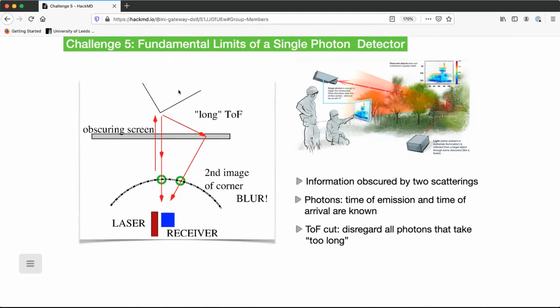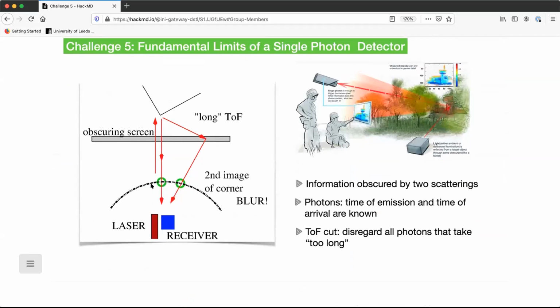So let me just remind you where blurring comes from. This is the laser here. A photon will be emitted, it scatters off a corner, let's say here, comes back and makes an image on the screen here. And that is what we want. There's no interference from a screen which may scatter the signal back on the way there and back. This is the real image we want to see.